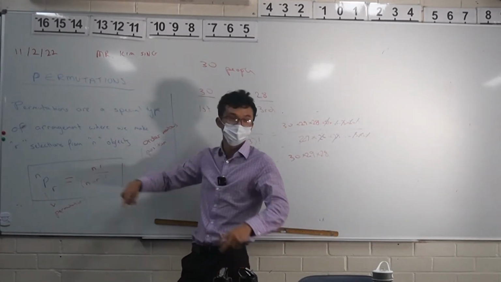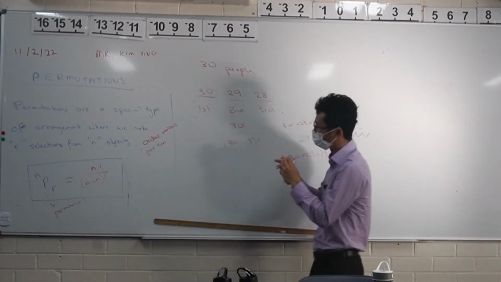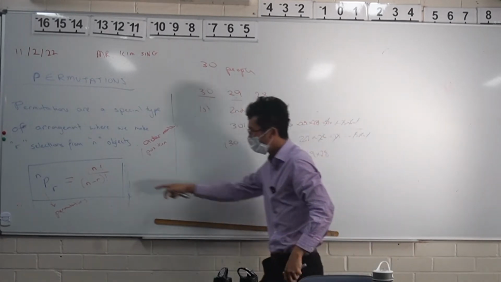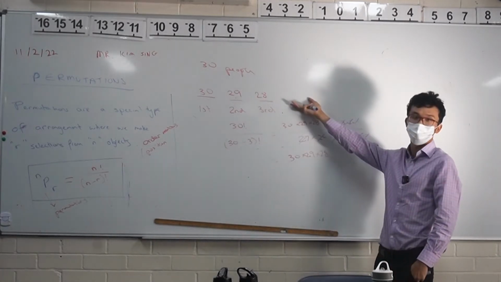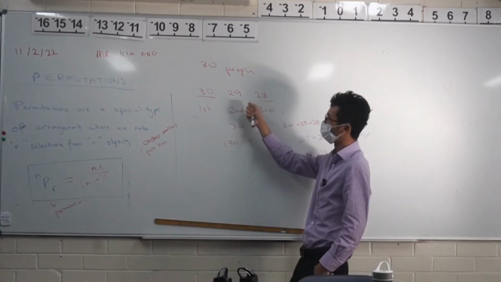N objects, so these are the total things that I'm choosing from. N minus R: I'm taking the number of objects and taking away how many selections I'm making, and that calculation will give me my answer to this situation, right? It's kind of a quicker way to do something like this.